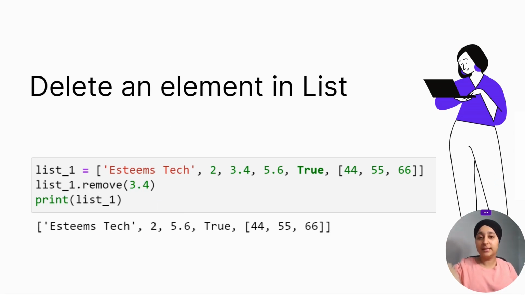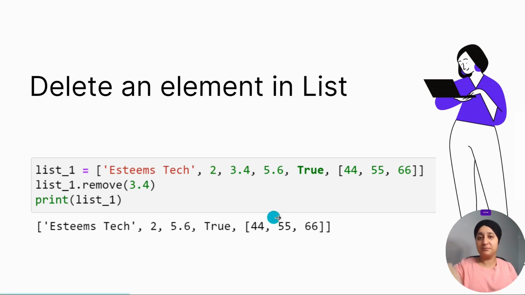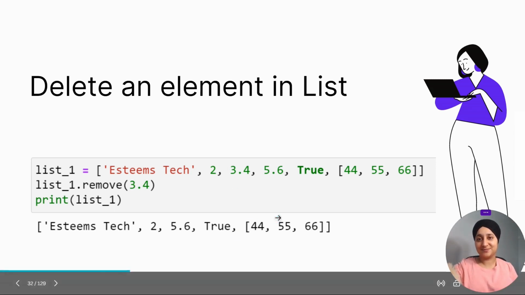We can also delete elements using the remove function. Here you can simply use the remove function, and within it we don't put the index. We simply put the element that we want to delete. Here we want to delete 3.4. When we print this list 1, we get this output. Now in the output list, we don't have the 3.4 element. I hope you got it. So this is simply the manipulation of the list.